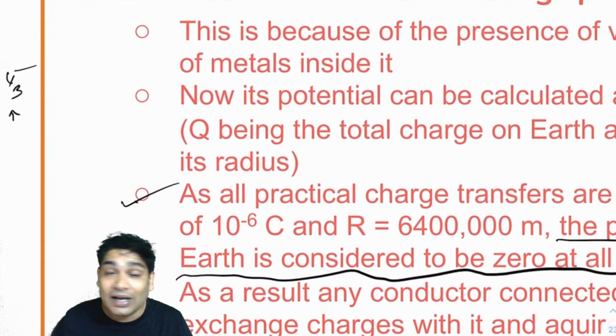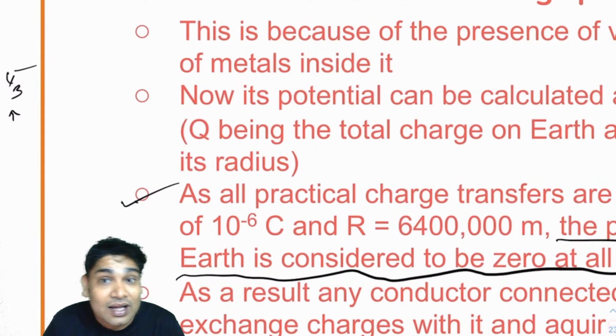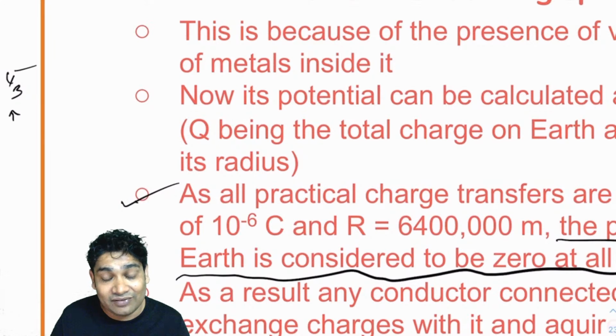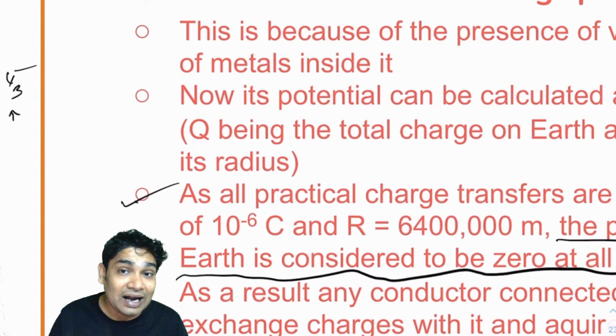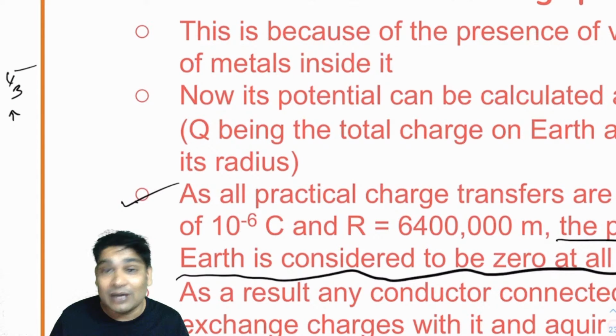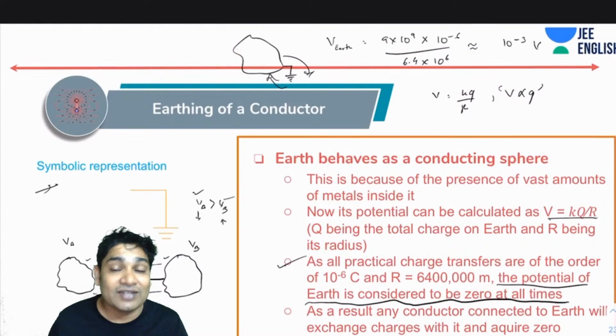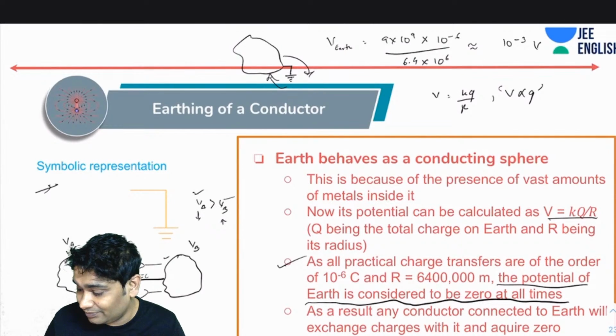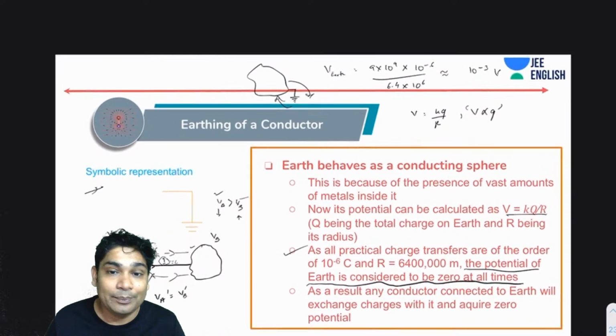So what happens when you connect a conductor to Earth? Earth always has zero potential. So the conductor which is connected to Earth will exchange charges with Earth. It will either give charges or take charges until its own potential becomes zero. So the result is that any conductor connected to Earth will exchange charges with the Earth and acquire zero potential.